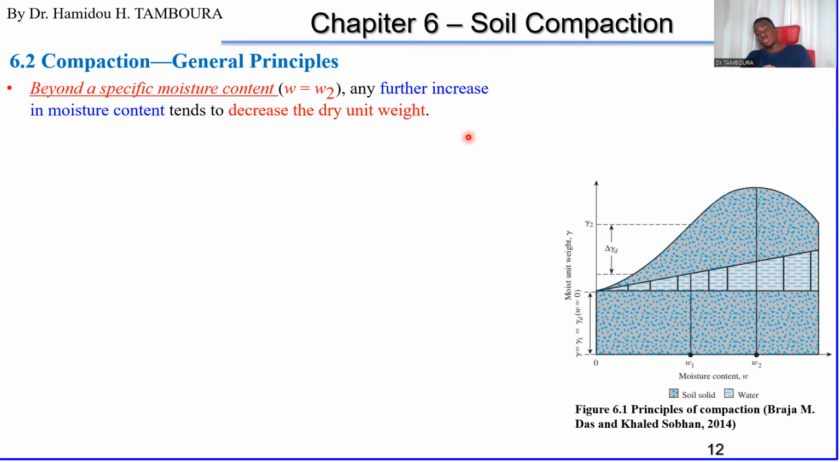We focus on dry unit weight because, as I explained before, the dry unit weight is what we use to gauge, to measure, to judge if the compaction is well done or not. So we need to know the behavior of dry unit weight. Remember that there is an optimum water content here. This optimum water content is what all compaction, trust me, is about.